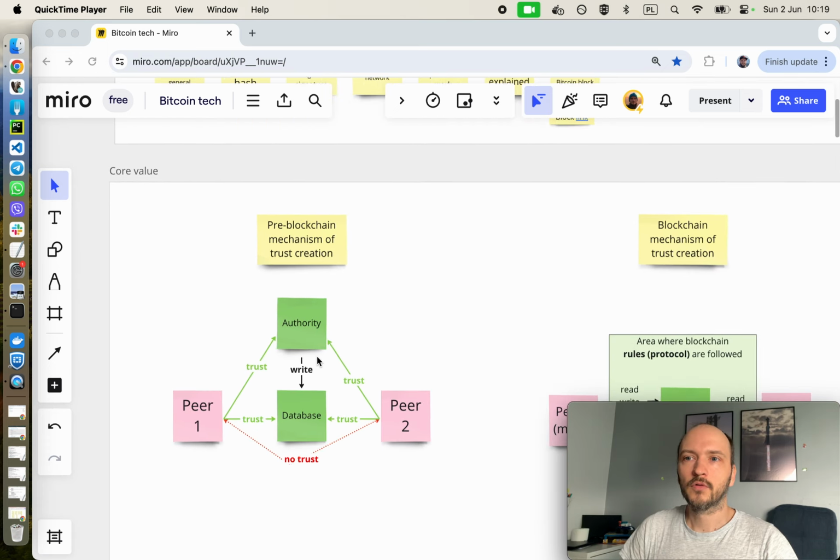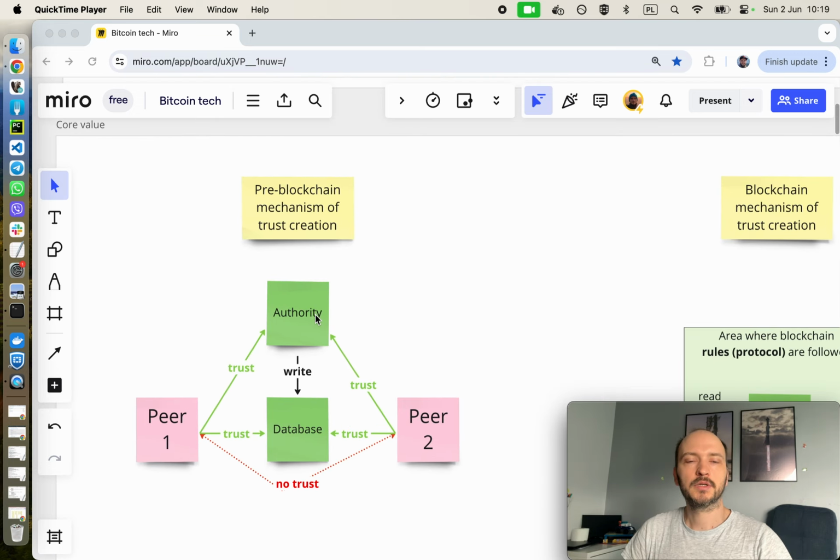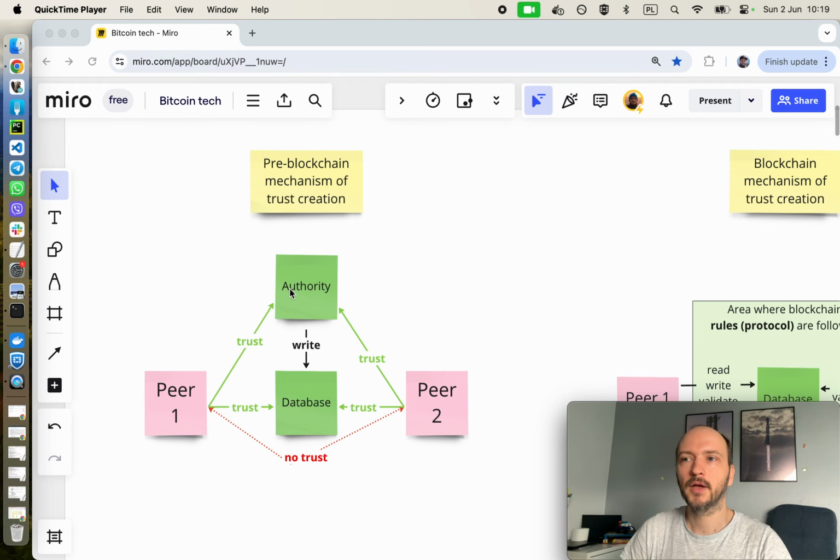First thing is about the core value of Bitcoin. To understand the core value of Bitcoin, let's first understand what the alternative looks like. The core thing that Bitcoin is about is trust. And the classic mechanism of trust creation is like that. We have peers that require trust, for example, clients on the internet or clients of a bank, and they trust some authority, for example, the state or the head office of their company or something like that.